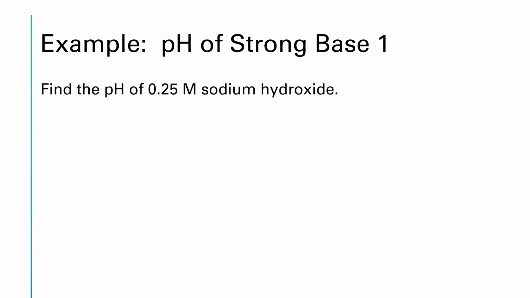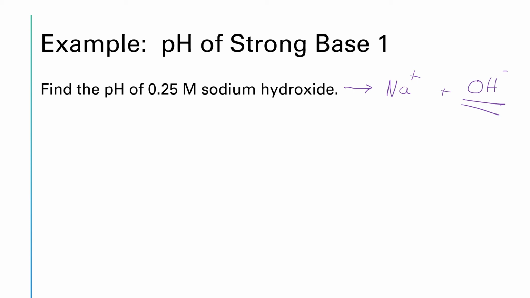In this example, we're asked to find the pH of 1/4 molar sodium hydroxide. Sodium hydroxide is a strong base, and so that will ionize completely to give us sodium ions and hydroxide ions. So watch out, we're getting hydroxide ions, not hydrogen ions. The pH formula requires hydrogen ions.